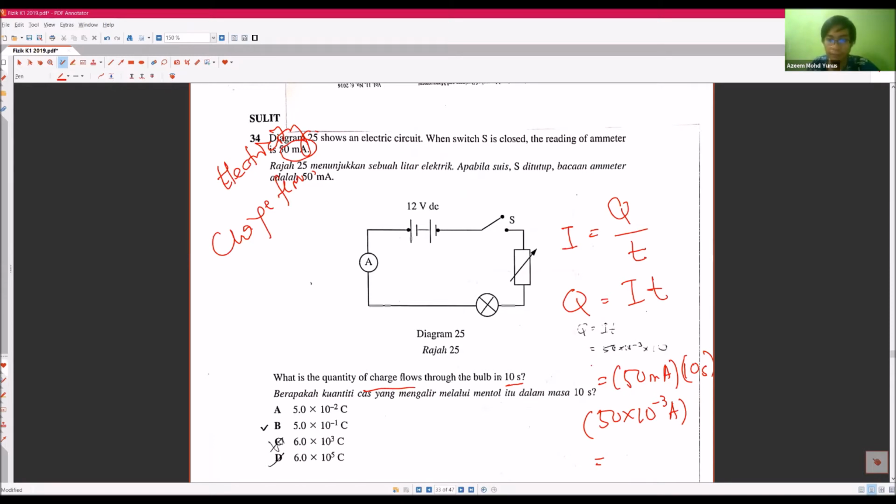So if you plug that into the calculator, 50 times 10 to the negative 3 times 10 equals 0.5. Again, we want to make it into standard form. So 5.0 times 10 to the negative 1. So B.